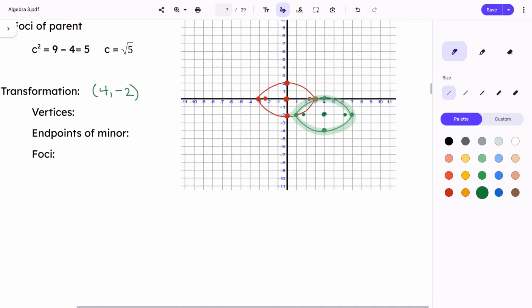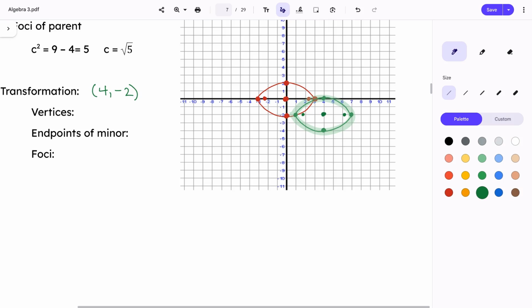So I'll just write those down really quick. My vertices would be at 1, -2, and 7, -2. The minor endpoints, one would be at 4, 0, and 4, -4. And then those foci points: 6.2, -2.